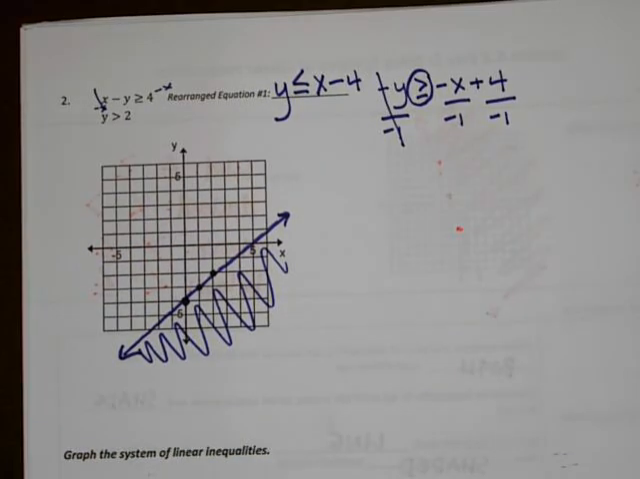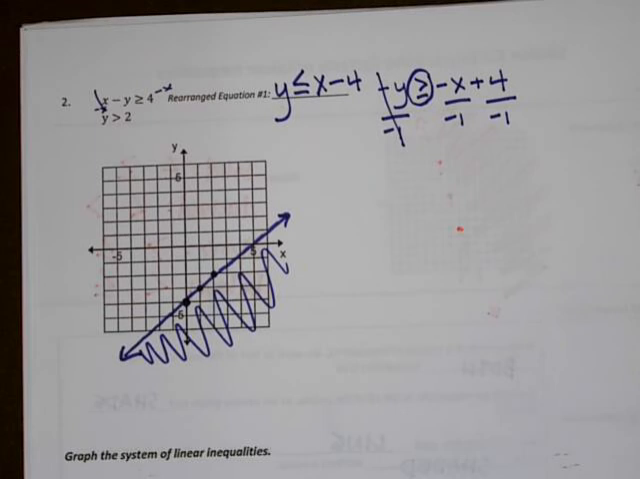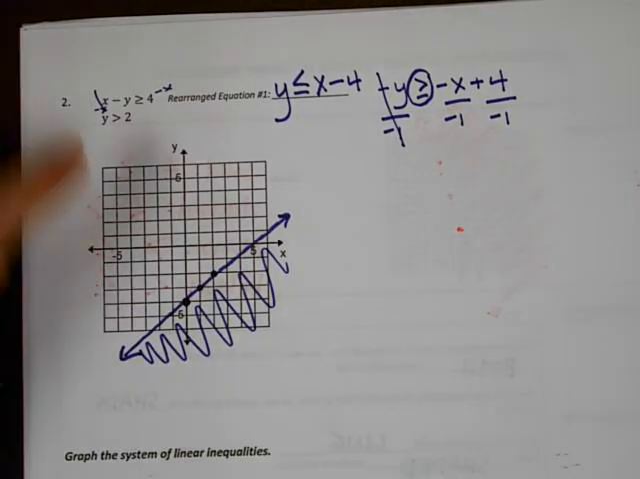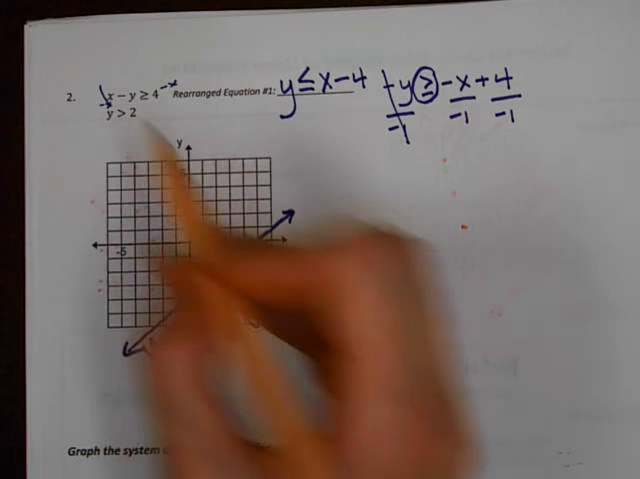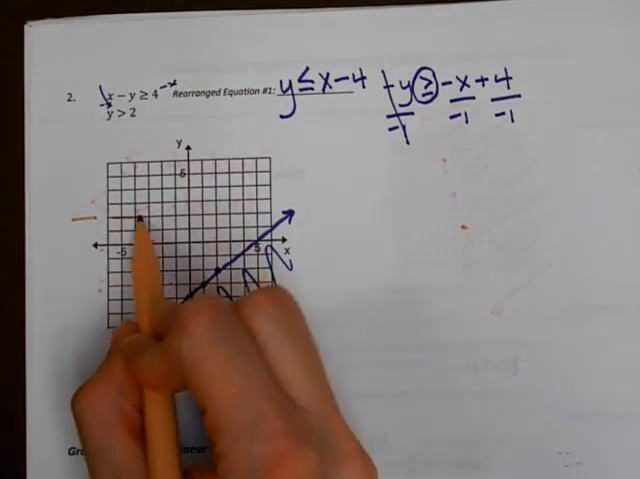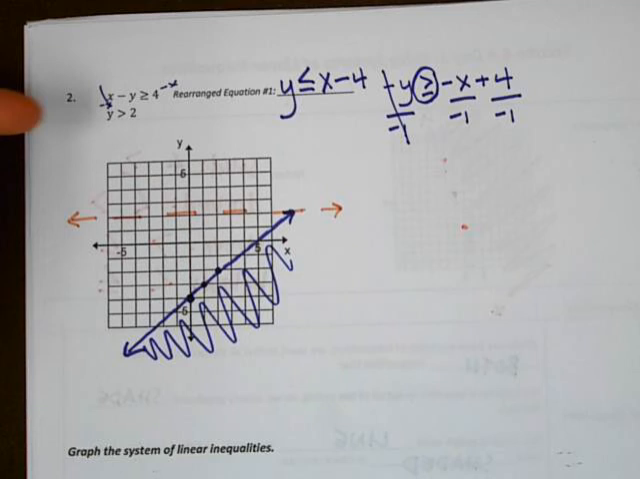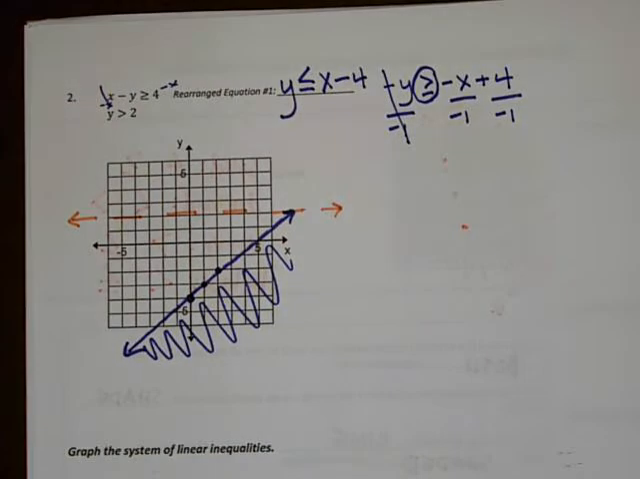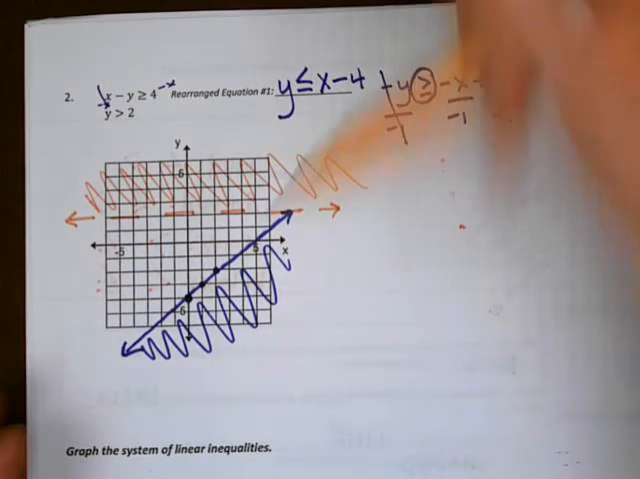Okay, now the next line. Oh, this is just a y. Y is always greater than 2. So y is horizontal at 2, but it's a dashed line. So dashed line through y equals 2. Greater than means above. Okay, so we're going to shade up here.